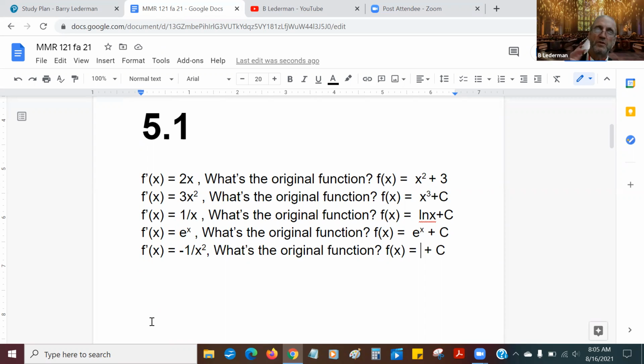Now I'm going to teach you rules and formulas for these things, but for now I just want to see if anyone knows just from experience. The answer is going to be 1 over x, because the derivative of 1 over x, we learned, is negative 1 over x squared. I want to do one more.